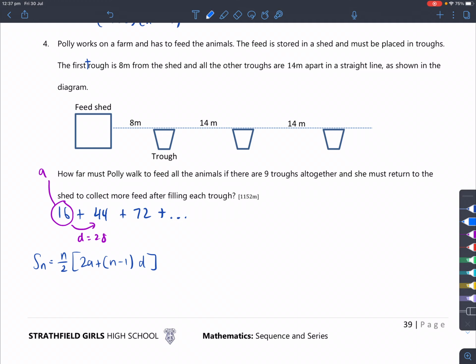So now S9, the sum of 9 terms, will be 9 over 2, bracket 2 times 16, plus 9 minus 1, times d, which is 28. Putting all this in our calculators gives us S9, the total distance travelled by Polly, to be 1,152 metres. Right, I'm going to move on.